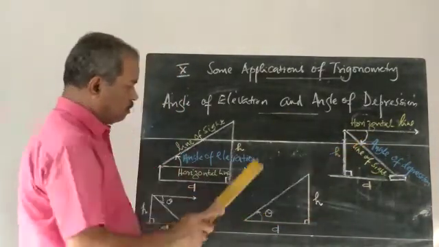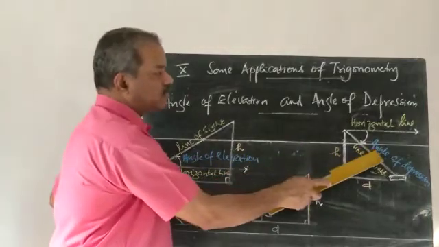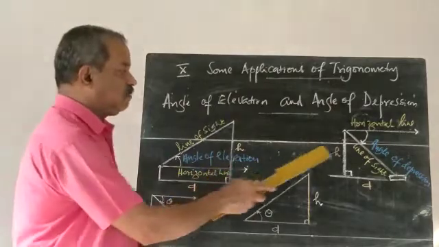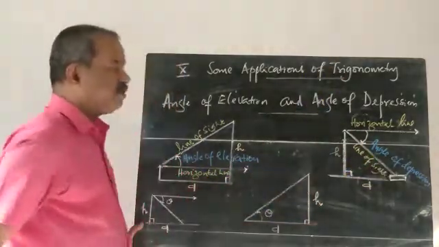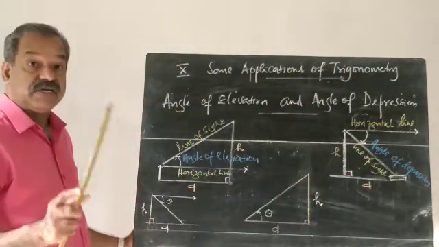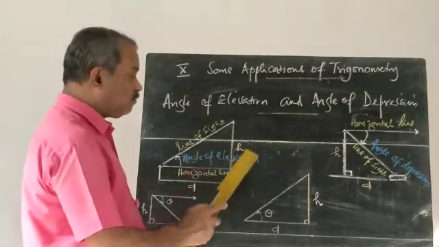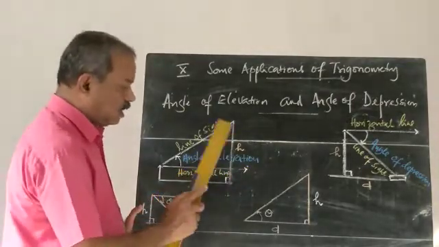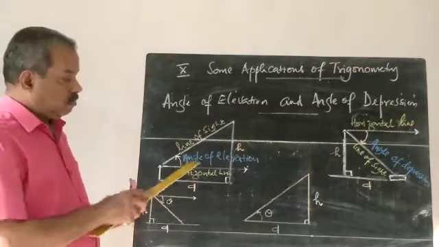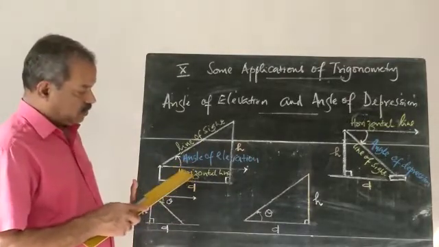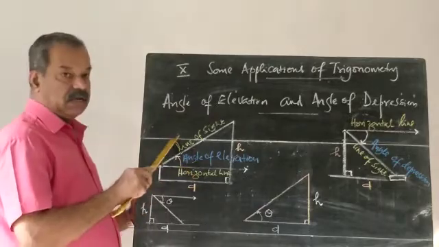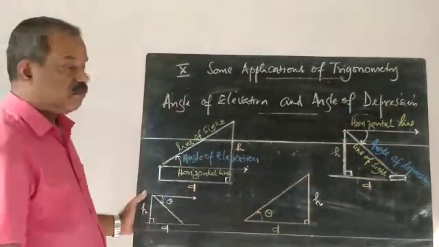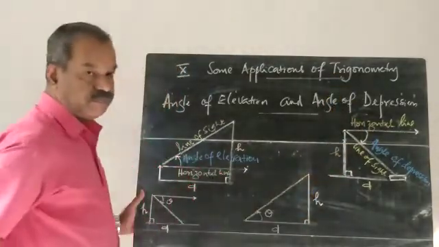And remember, both the angle of elevation and the angle of depression are measured from the horizontal line. The angle of elevation is measured from the horizontal line, and the angle of depression is also measured from the horizontal line.